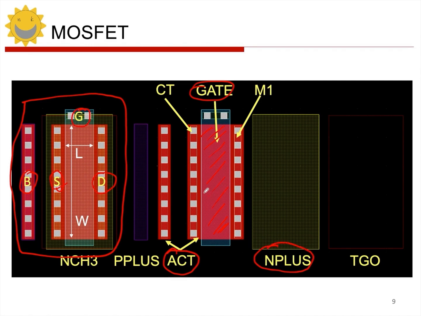Now, how do I connect the source terminal out? I need to make a reliable electrical connection. So I use this white contact to uniformly cover the source drain region as a contact. And then we use this M1 to make a connection. So the source drain is connected out.